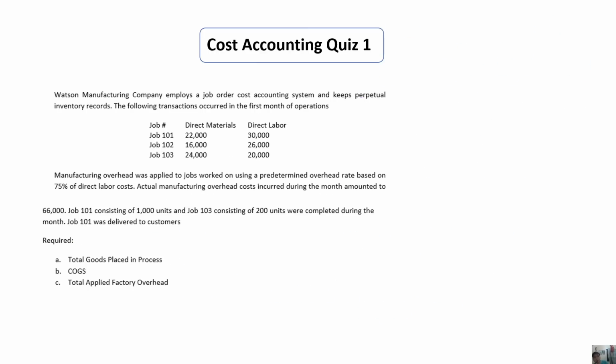Okay, so at last, let's proceed to our last problem, which is, ang requirements lang naman is to determine the total goods placed in process, cost of goods sold, and the total applied factory overhead. So let's read the statement. Watson Manufacturing Company employs a job order cost system and keeps perpetual inventory records. The following transactions occurred during the first month of operation. So please take note, sabi daw dyan, first month of operation.